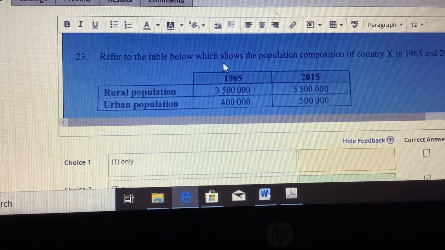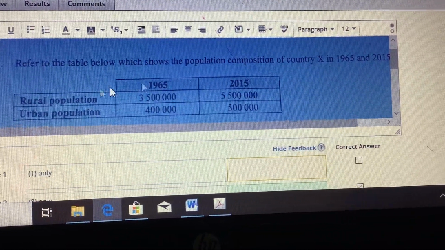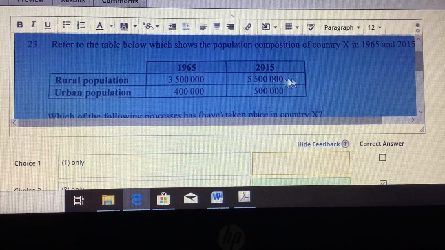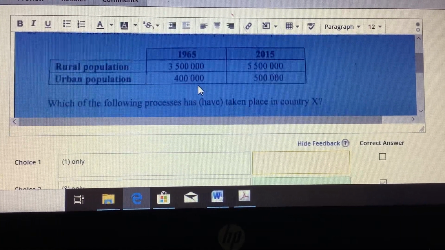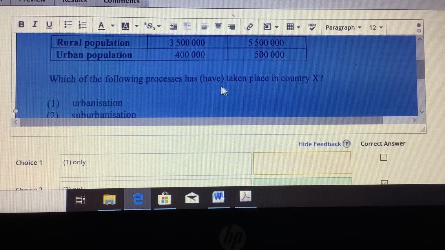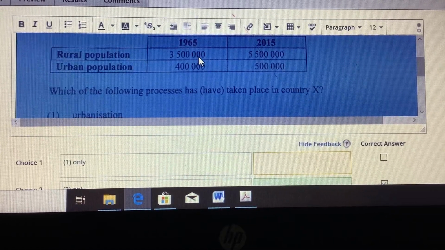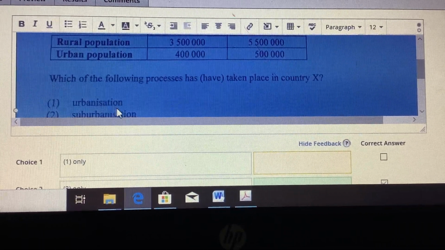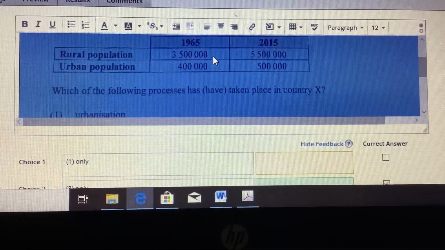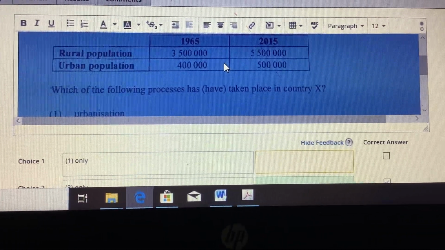To start with, the first one. Refer to the table which shows the population composition of country X from 1965 to 2015. You can see both of them are increasing, the rural population and also the urban population. It's asking which of the following processes are taking place in country X. This one is urbanization. Urbanization is generally talking about the percentage of the urban population, so you can refer to the proportion of population for the whole country.